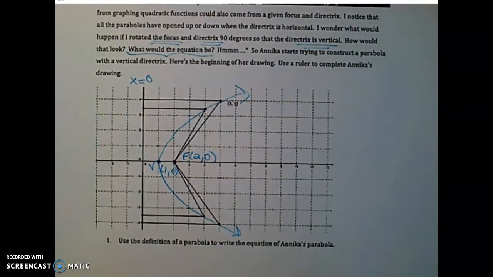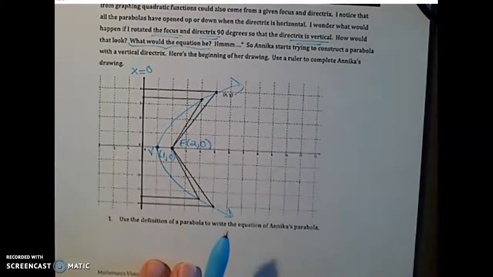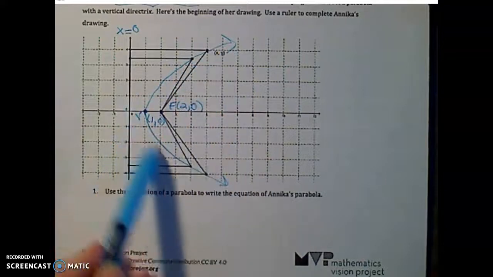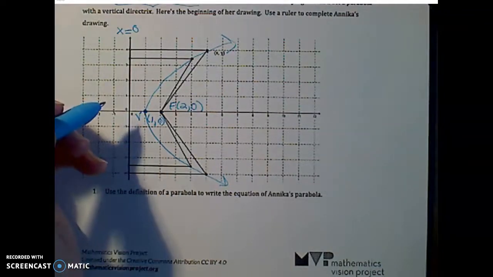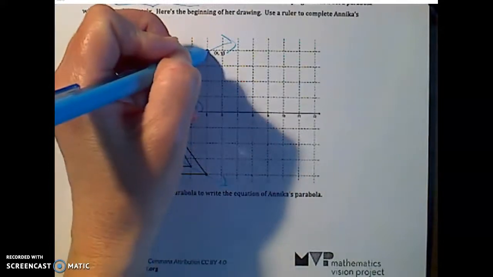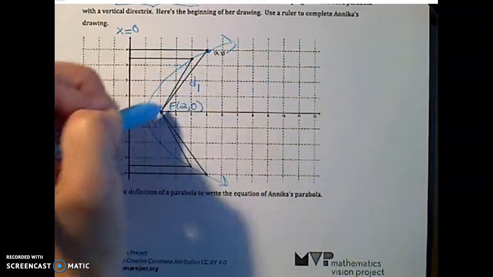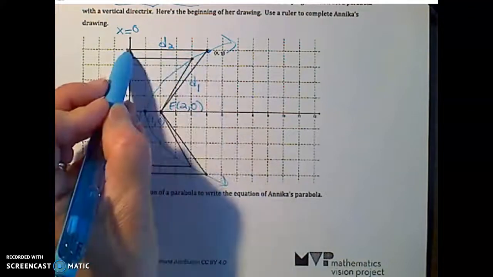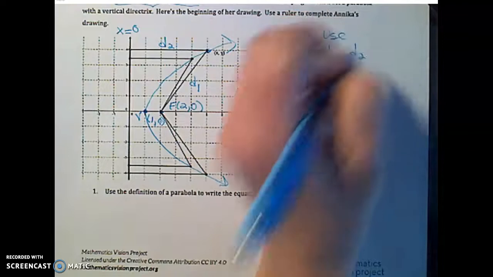Okay, I labeled the important parts when we rotate that parabola. I have a focus at (2, 0), the vertex at (1, 0), and I connect all of those points to form a right opening parabola. Now I'm going to use the definition of a parabola to find the equation of this right opening parabola. Remember, if I use this point (x, y), the distance d1 from that point to the focus has to equal the distance d2 from that point to the directrix. So I'm going to use the fact that d1 has to equal d2.